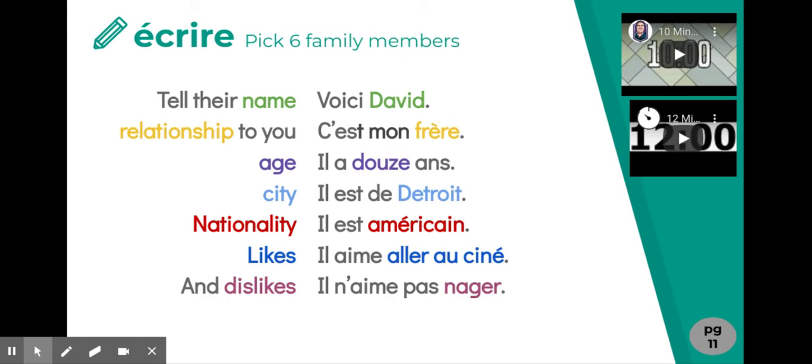Okay, so again, we should have three on the left, three on the right. On the screen, you have an example of writing about a boy. In your packet on page 11, the top right box, you have an example writing about a girl.